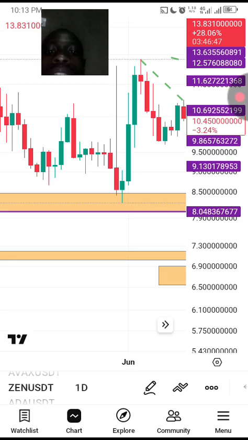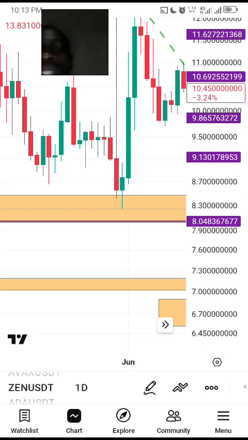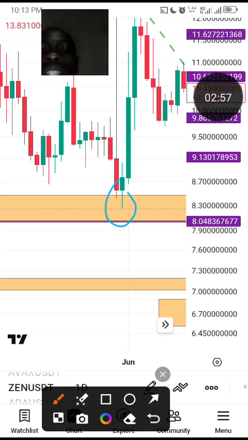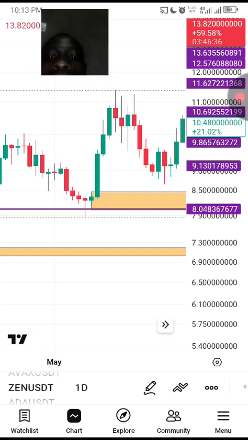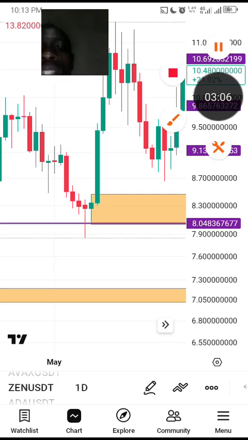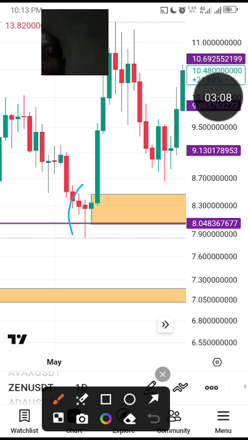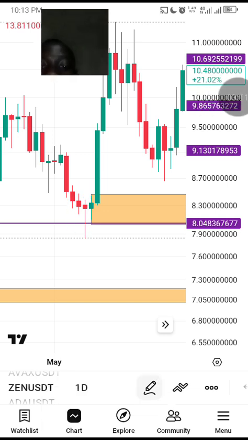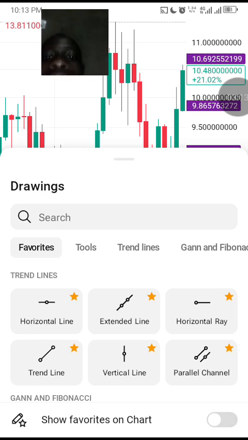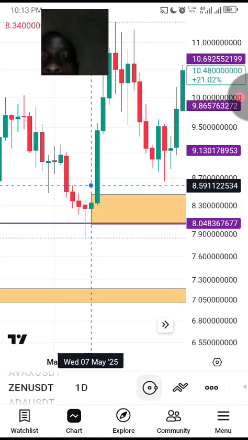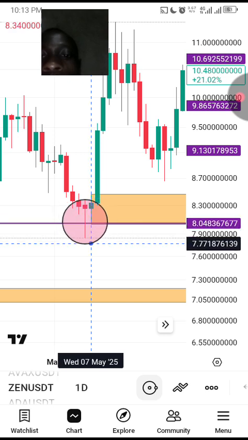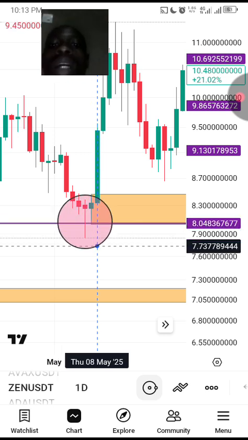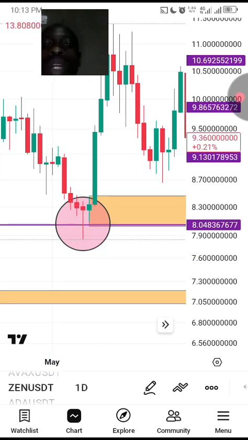Even here, look, it has rejected this level. After rejecting, it has gone up. You see, so these are crucial zones. Even here there is a demand zone. You can look at this area here. After seeing that you have got a candle like this one, like a hammer, that's when you have to enter. Look, let me show you.